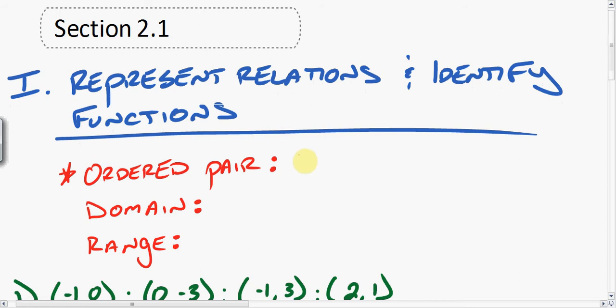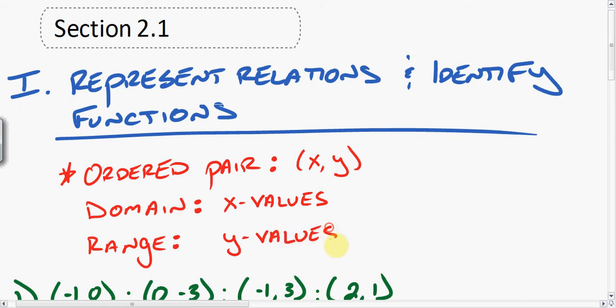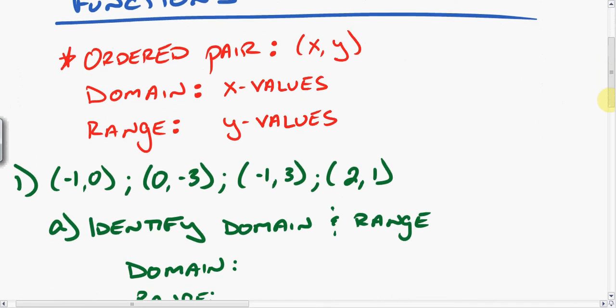So an ordered pair is two numbers, a number that represents your value of x and a number that represents your value of y in parentheses. So it's some number, comma, some number. First number is x, second number is y. Your domain basically represents all of your x values, whereas your range represents all of your y values. So we're going to need to know those for the next problem, which we see down here.